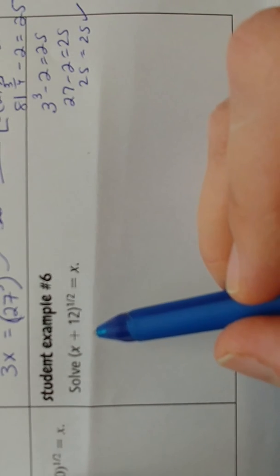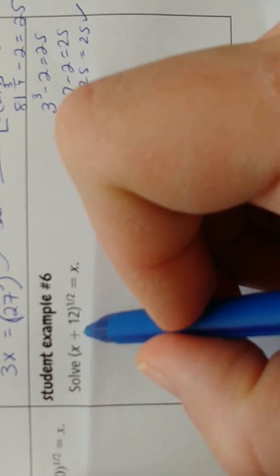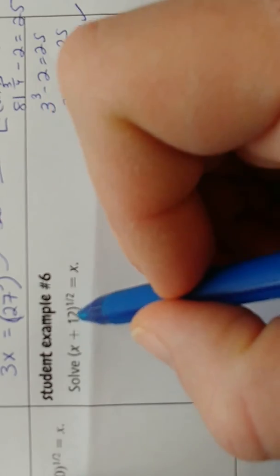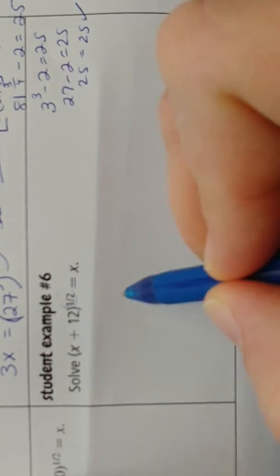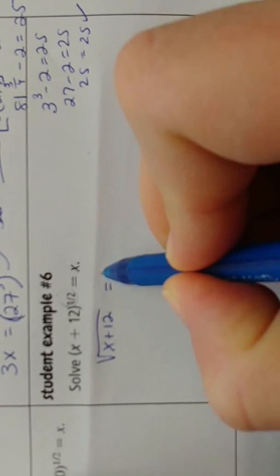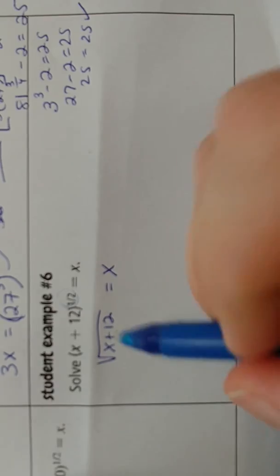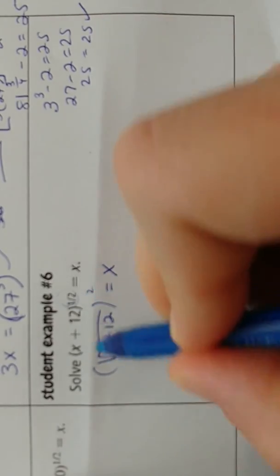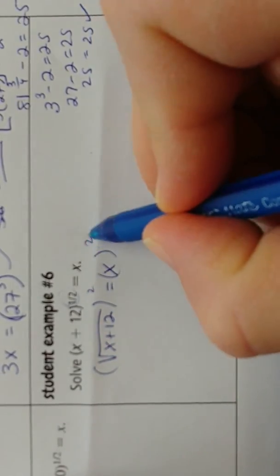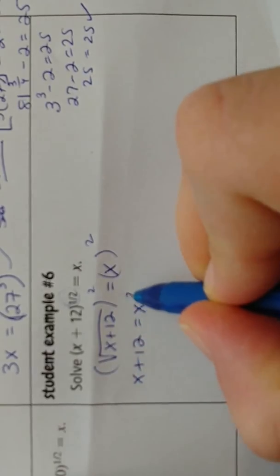This example is a lot like the one that we had done earlier. I want to say maybe example 3. So this 1/2 power means the square root. So I could also write the equation like this, and it means the exact same thing. So if I write it like this, I'm going to square both sides to get rid of the square root here. And when I do that, I get x plus 12 equals x squared.